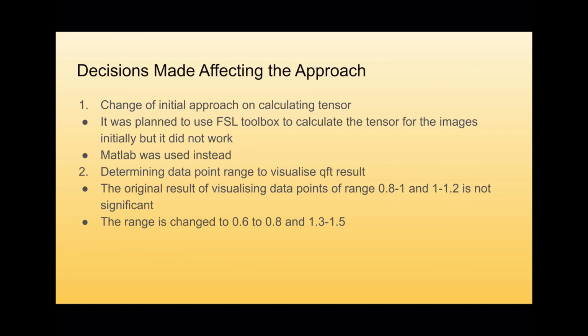There are some decisions made that affect the approach of the study. The first one is that we changed the planning of using the FSL toolbox to calculate the tensor for the images, because initially it did not work. MATLAB was used instead. Furthermore, the original result of visualizing data points of range 0.8 to 1 and 1 to 1.2 is not significant. So we changed the range to make the results more significant.